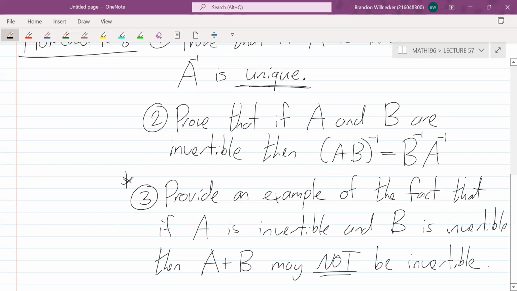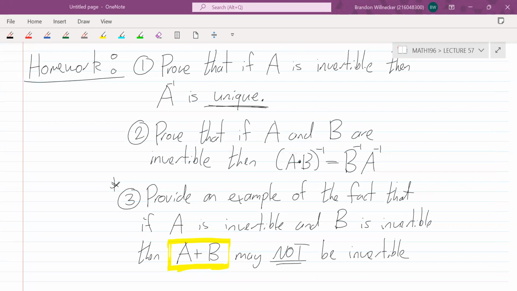We know that if A is invertible and B is invertible, then the product is invertible. However, that is not true for the sum. If A is invertible and B is invertible, A plus B may not be invertible. Sometimes it will be, sometimes it won't be. You can either do a proof on that, or you can provide an example. That will be for a few more bonus marks than usual, if you can provide that.